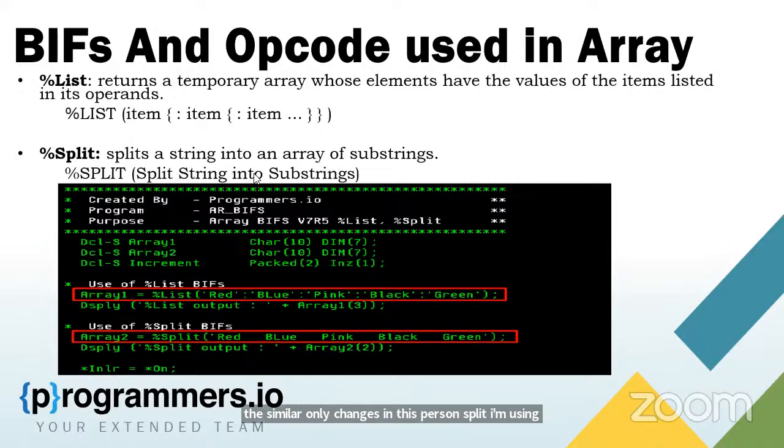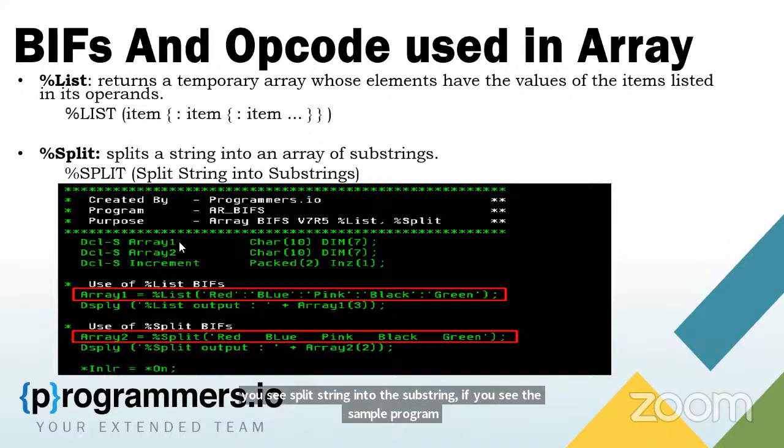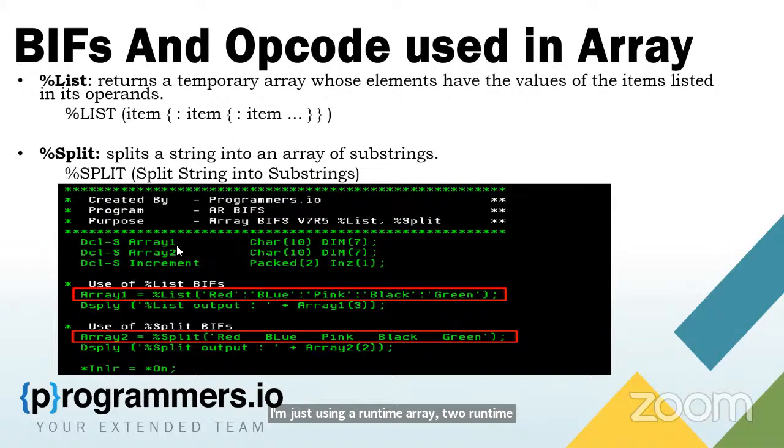If you see split string into the substring, in the sample program I'm using two runtime arrays. I have declared array one and array two, having the same character length 10. The size is also 7. By using %LIST, I have just declared the 5 values. Index 1 is red, index 2 is blue, array index 3 is pink, array index 4 is black, and 5 is green. But it is separated by a colon.